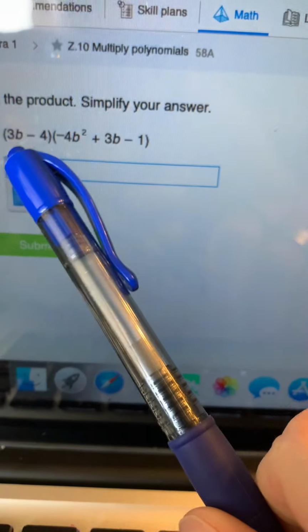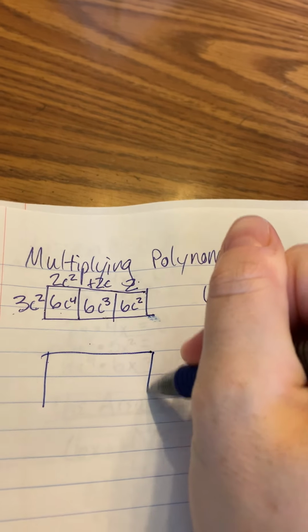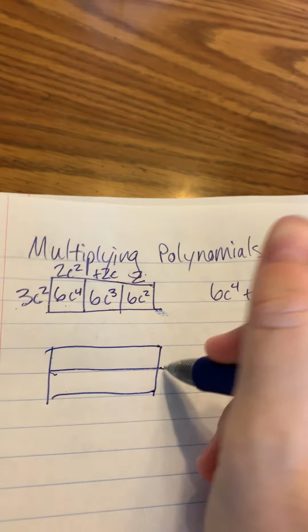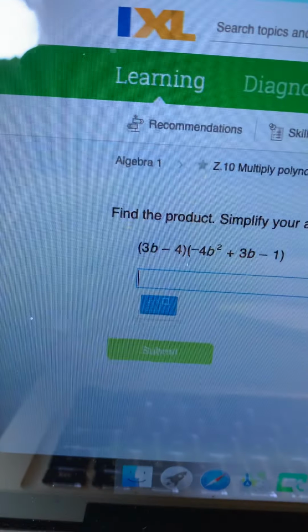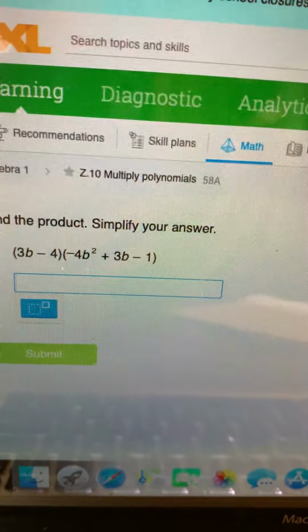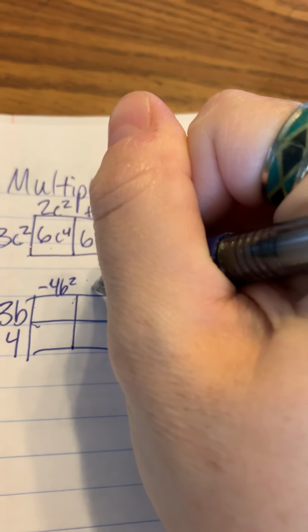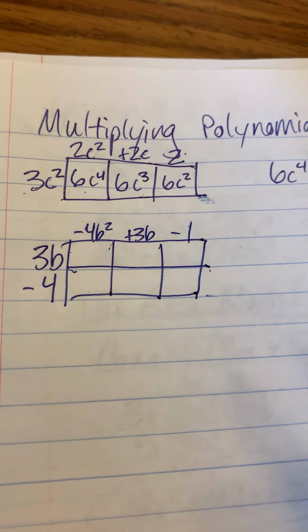This problem has 1, 2 terms by 1, 2, 3 terms. So the box will be 2 rows by 3 columns. 3b minus 4 goes on one side. And negative 4b squared plus 3b minus 1 goes on the other side. And then we just need to multiply all those parts.